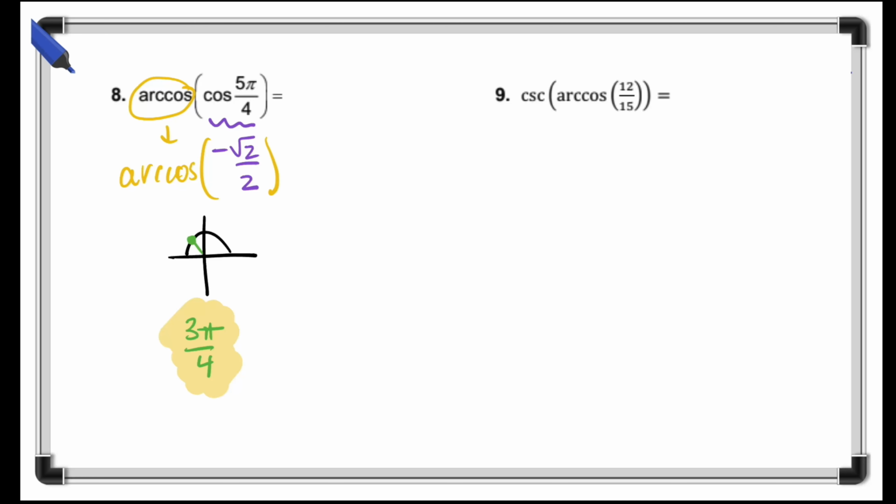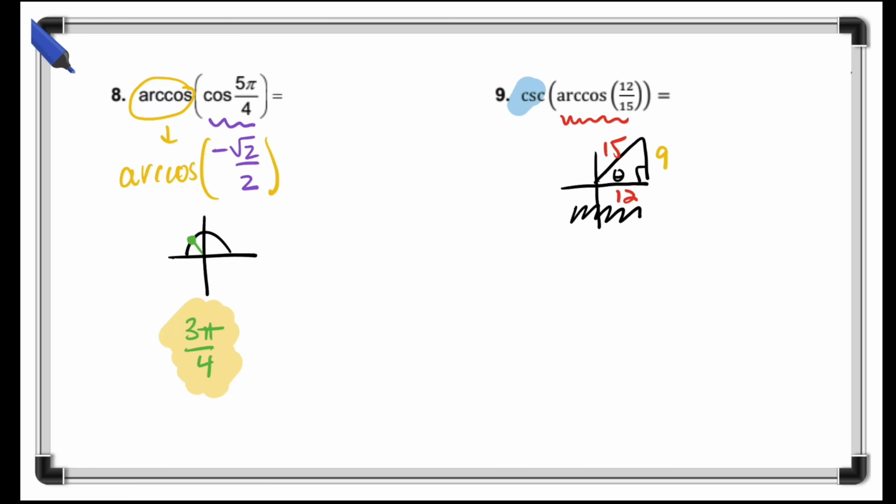Okay, so in number 9, we look at the inside first. We are looking at arc cosine, so that's not in quadrants 3 or 4. Cosine being 12 over 15 is a positive cosine, so we're going to look at quadrant 1 with our triangle. We are looking at adjacent over hypotenuse, and we can then find the opposite side. This is a variation of a 3, 4, 5 triangle, so that opposite side is going to be 9. So that triangle is what the inside was.